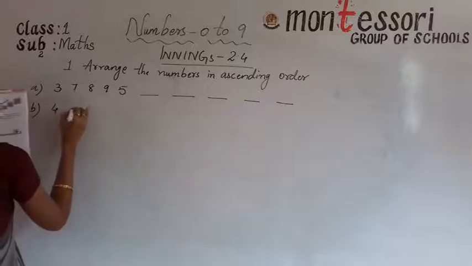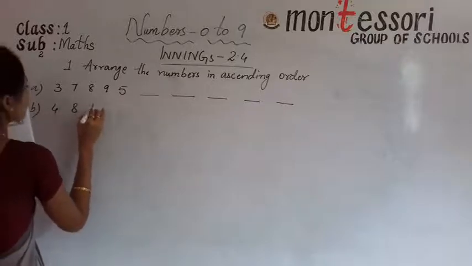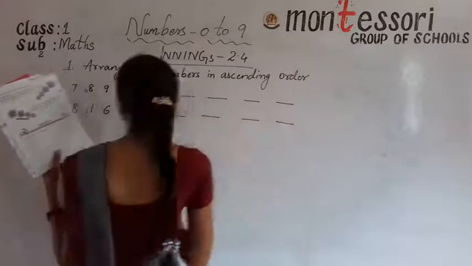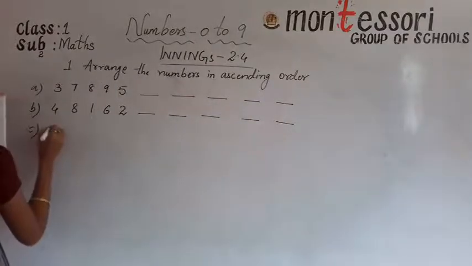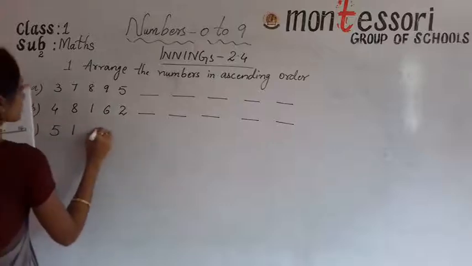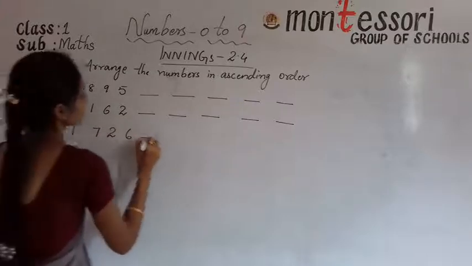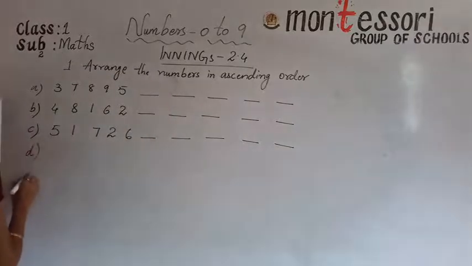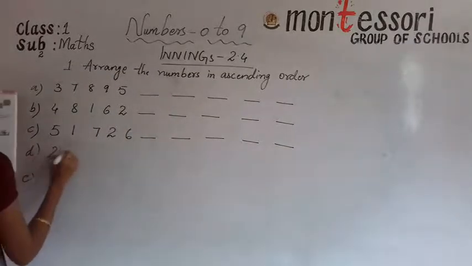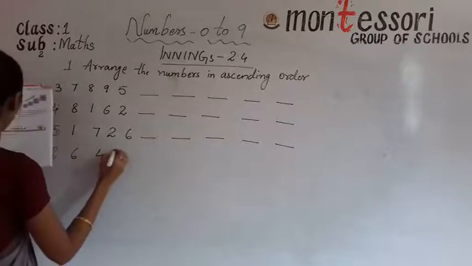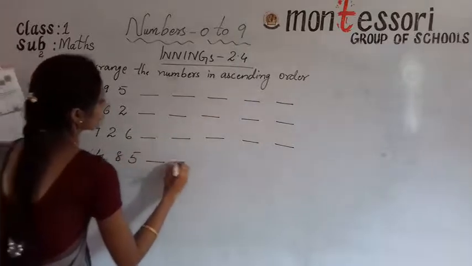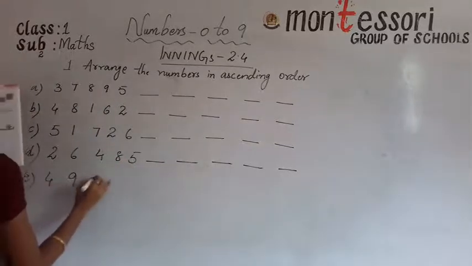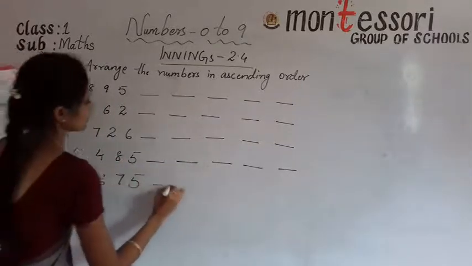Four, 8, 1, 6, 2. 5, 1, 7, 2, 6. 2, 6, 4, 8, 5. 4, 9, 6, 7, 5.